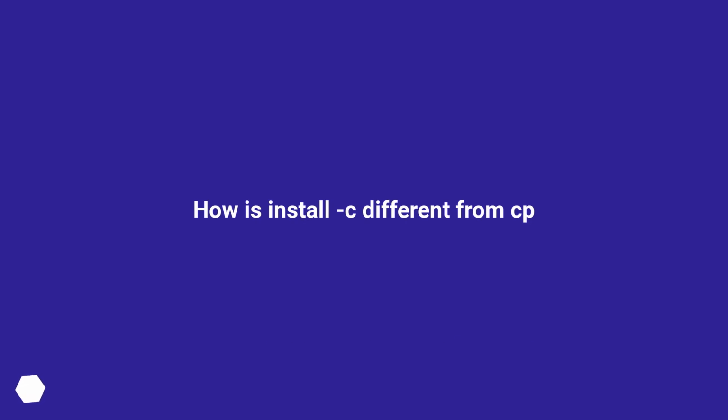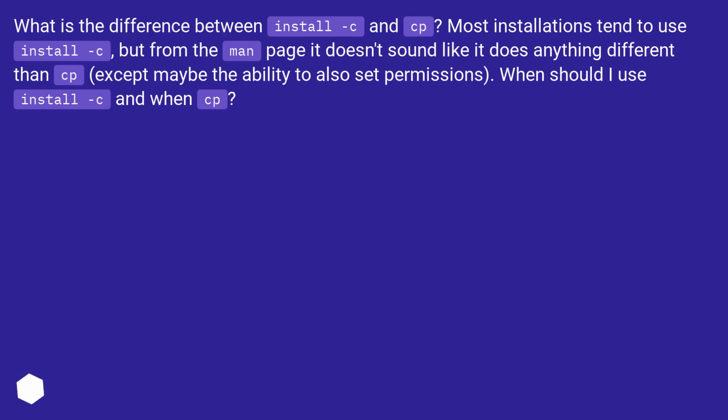How is install -C different from cp? What is the difference between install -C and cp? Most installations tend to use install -C, but from the man page it doesn't sound like it does anything different than cp, except maybe the ability to also set permissions. When should I use install -C and when cp?